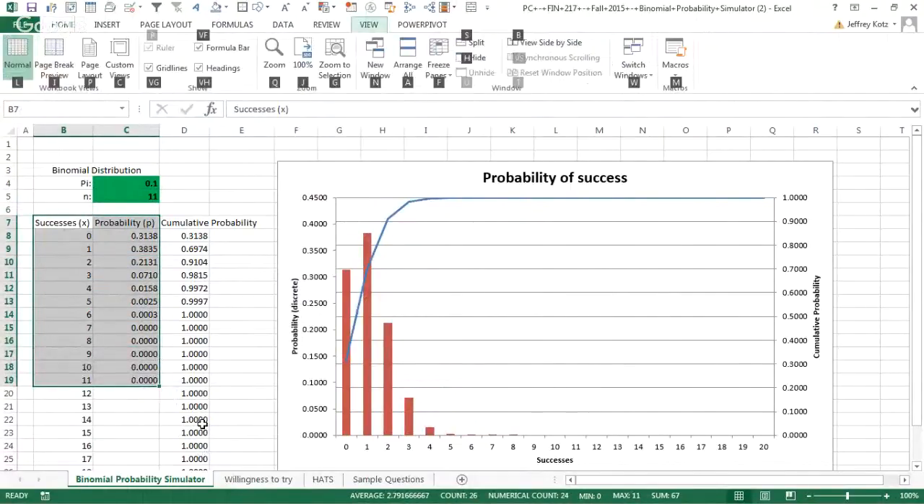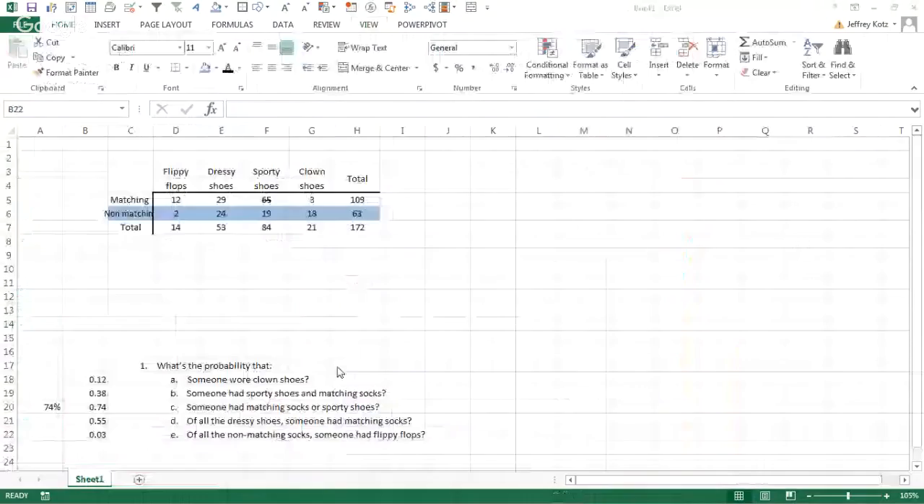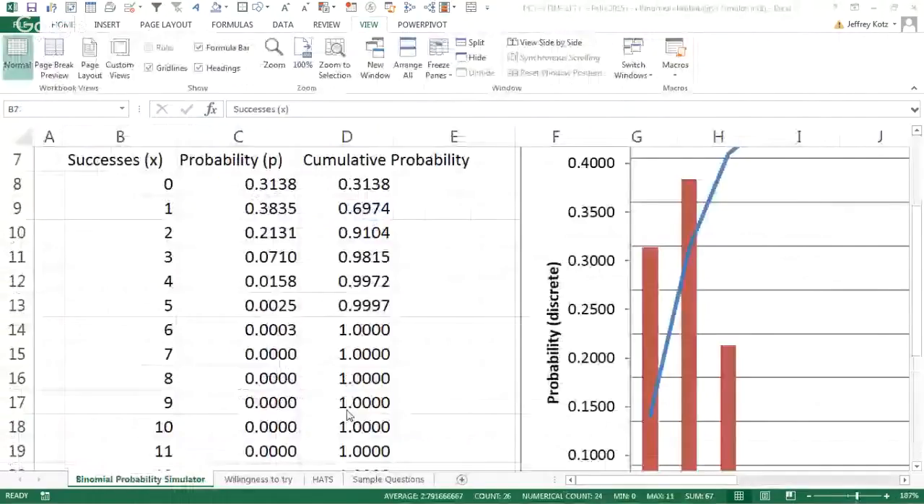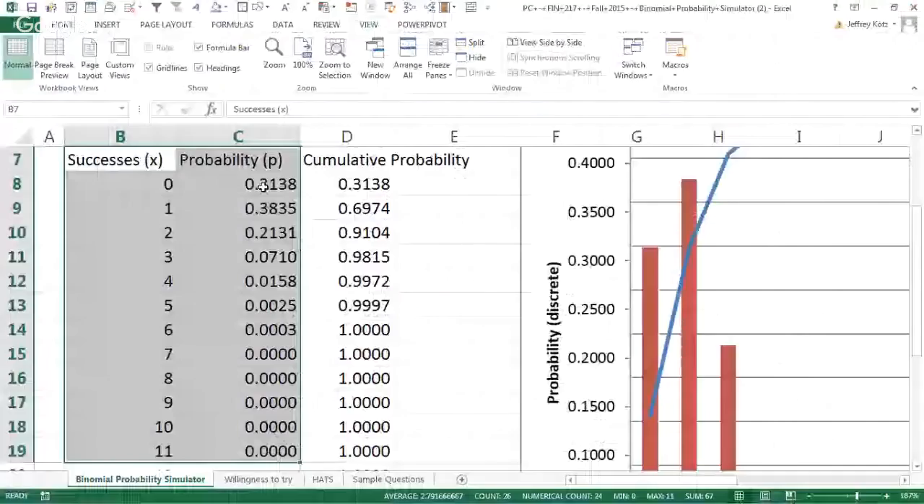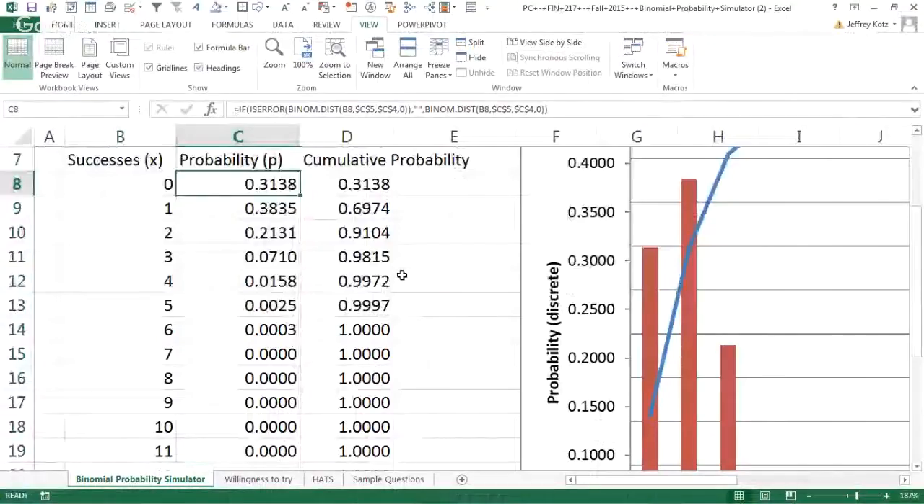Note that this table of numbers is the same as this table of numbers. 0.3138 would be 0.314. Just have a little more specificity on this tool.